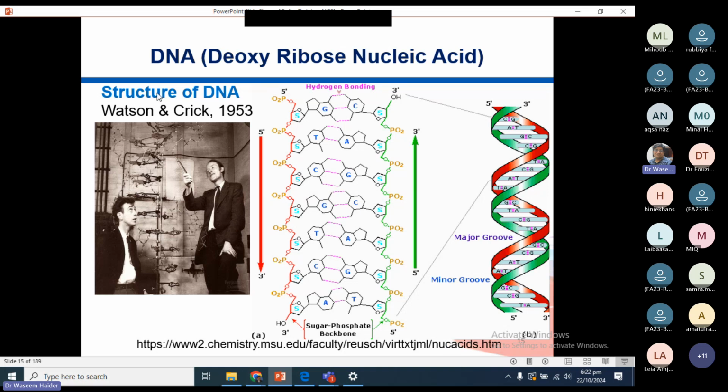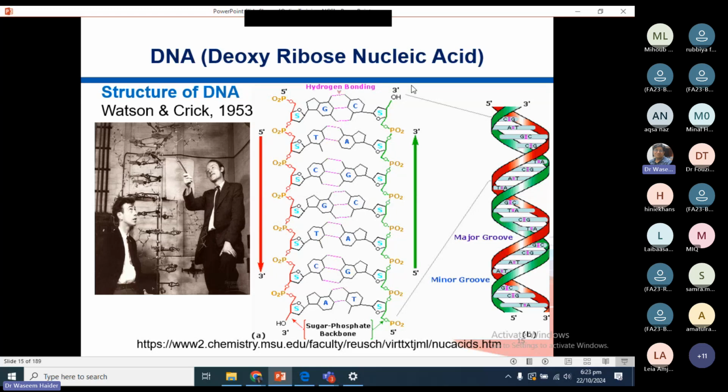This is just a revision of the Watson and Crick double-stranded DNA model. According to that, the DNA strands have directionality, such that on one side the 5 prime end is free, because on the 5 prime end you see a phosphate. On the other side there is a free OH group, so that is the 3 prime end. One strand is upside down and the other is pointed upwards.